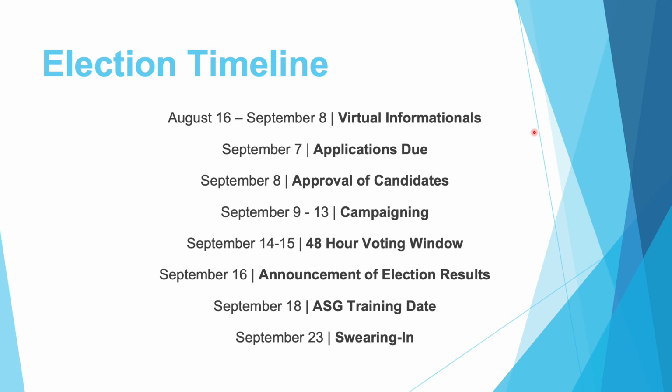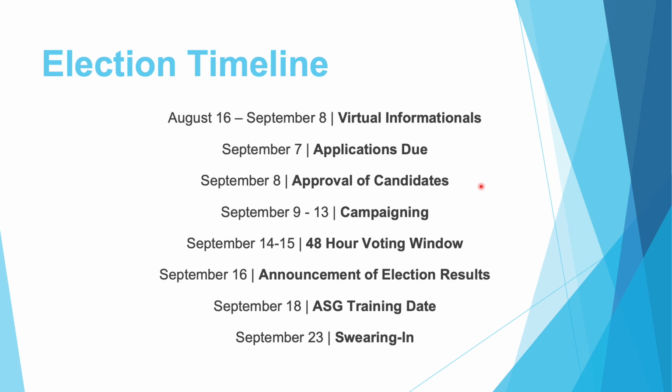The applications are all due September 7th. Say that with me, folks: September 7th, not the 8th, the 7th at 11:59 p.m. Do not miss that deadline. Then the candidates will be verified and approved by September 8th. Following that, all candidates will have a campaigning window from September 9th through September 13th.